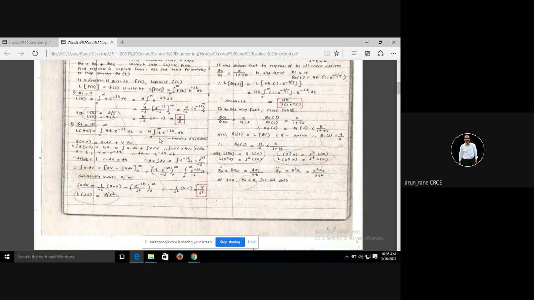Now this is to be done by integration by parts, that is t into e raised to minus st. This is your first part and this is your second part. You know the formula for integration by parts: integration of uv is equal to u times integration of v minus integration of u dash into v. Just apply that formula and see what answer you get.